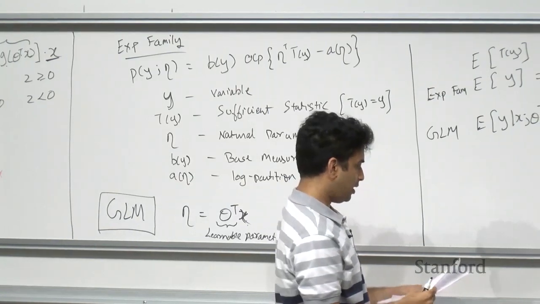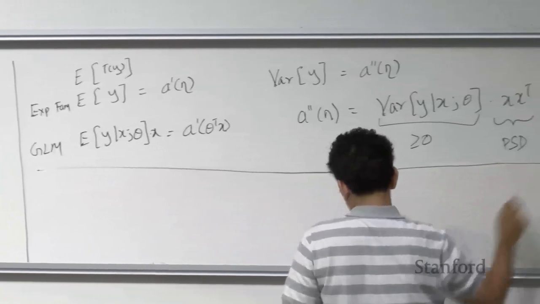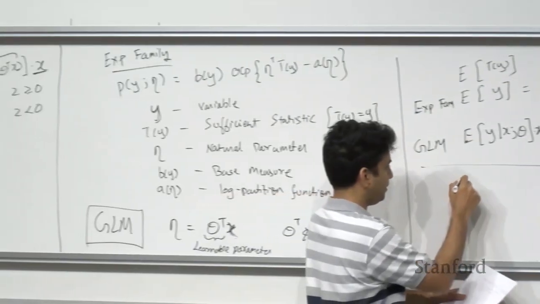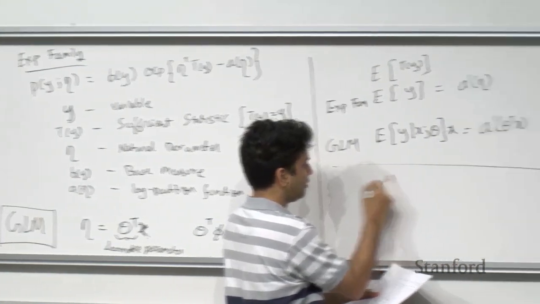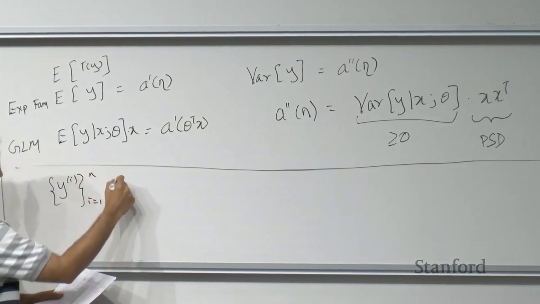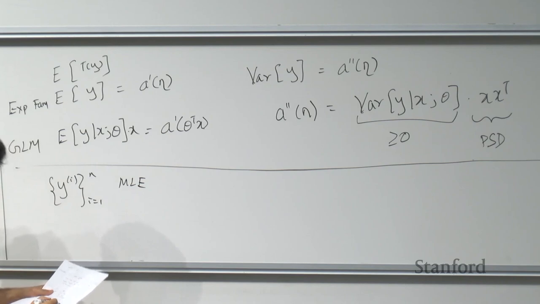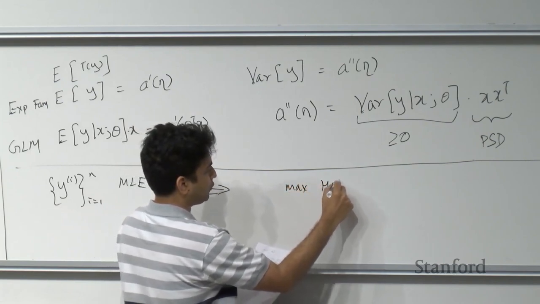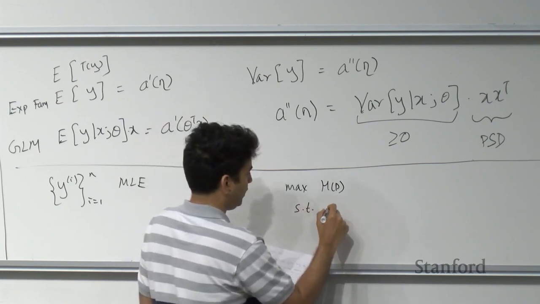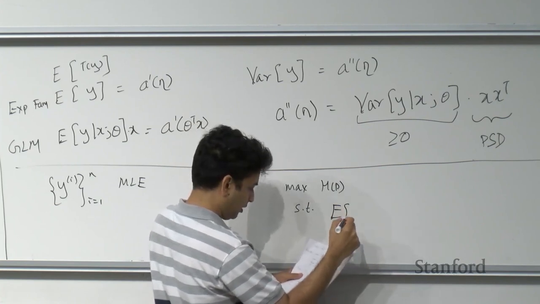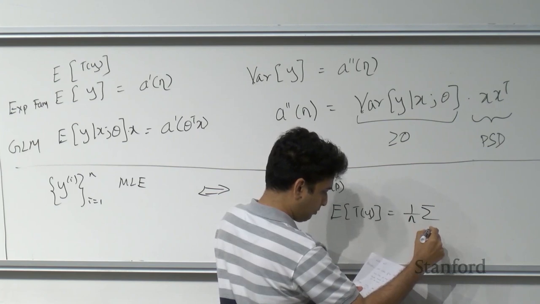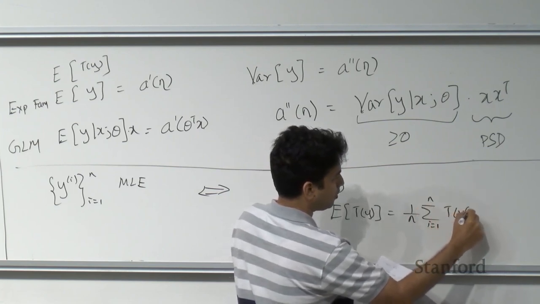So that's exponential families, and then we saw this connection later in the course between exponential families and maximum entropy. So performing maximum likelihood on an exponential family: if you're given a data set x_i, y_i, i equals 1 through n, and you perform MLE with some exponential family, that is equivalent to performing maximum entropy, that is max H of P, with the constraint that the expectation of some statistic function T of Y is equal to the sample average, 1 over n sum over i equals 1 to n of T of y_i.